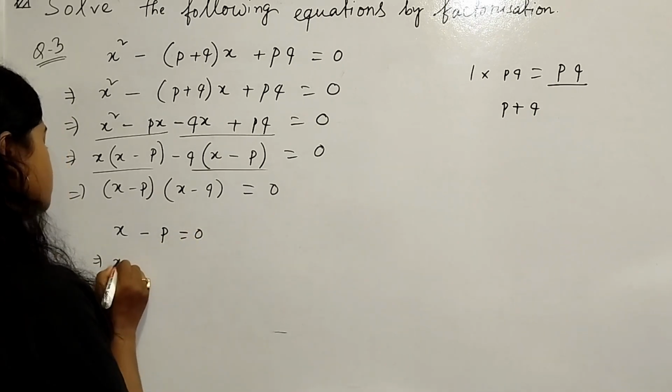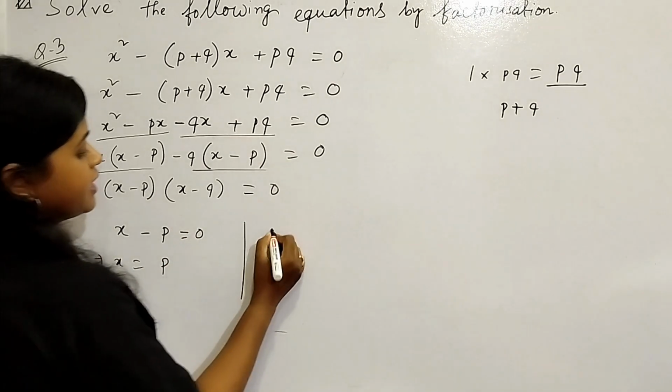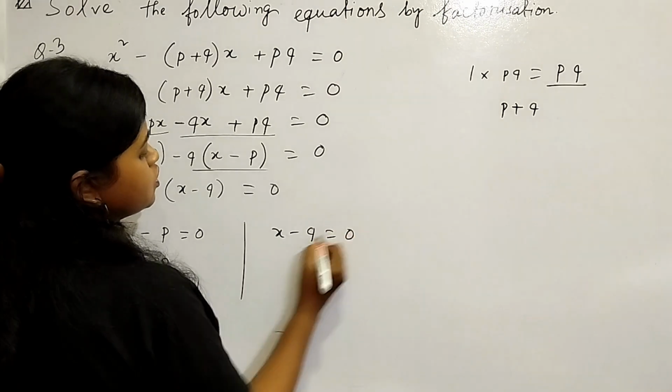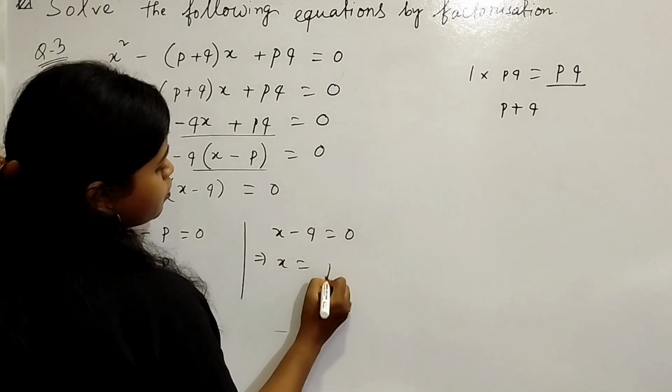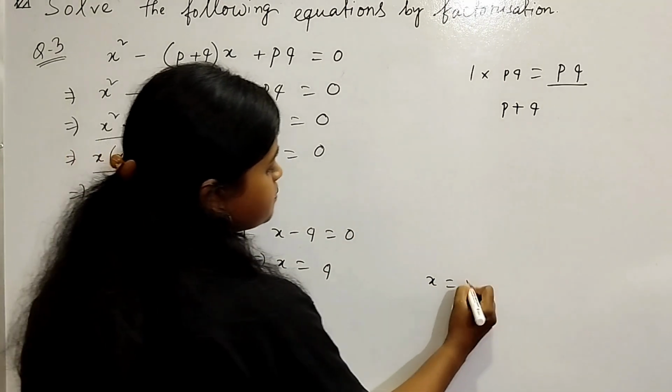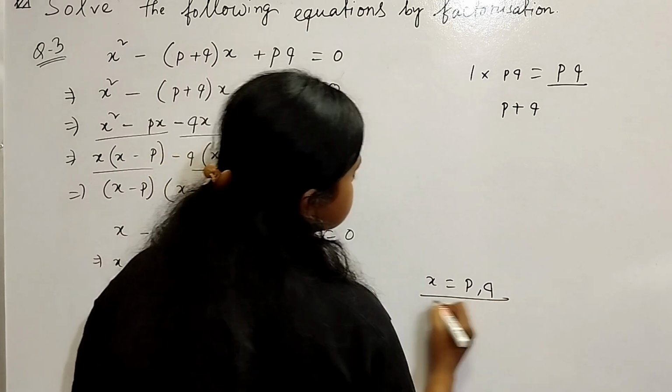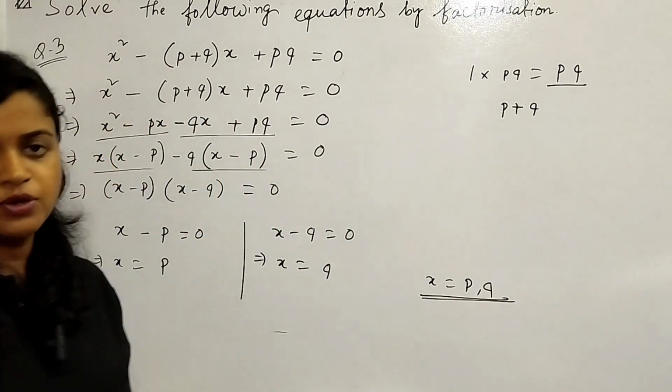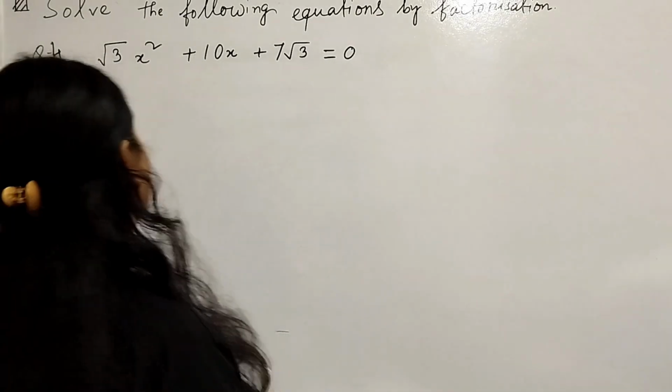So x equals to what? p, and x minus q equal to 0. So x equals to q. So the value of x is p comma q. This is the solution of the quadratic equation. Let us discuss question number 4.